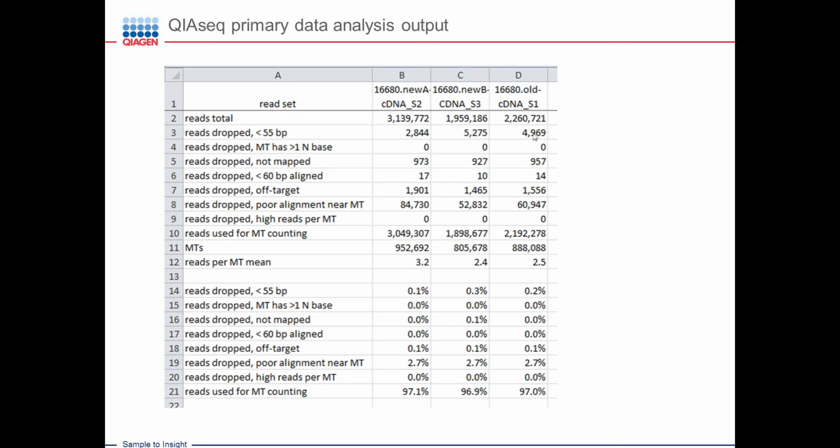There are some reads that are dropped here. These are smaller than 55 bases, so these are probably just some primer-dimer contaminations, a very small number of reads. And there are various reasons some other reads get dropped. So you can see there's a couple of off-target reads here that get dropped. Some get dropped for other reasons. It's not terribly important. You can see that the number of reads that pass all filters, for example, in this sample was over 3 million.